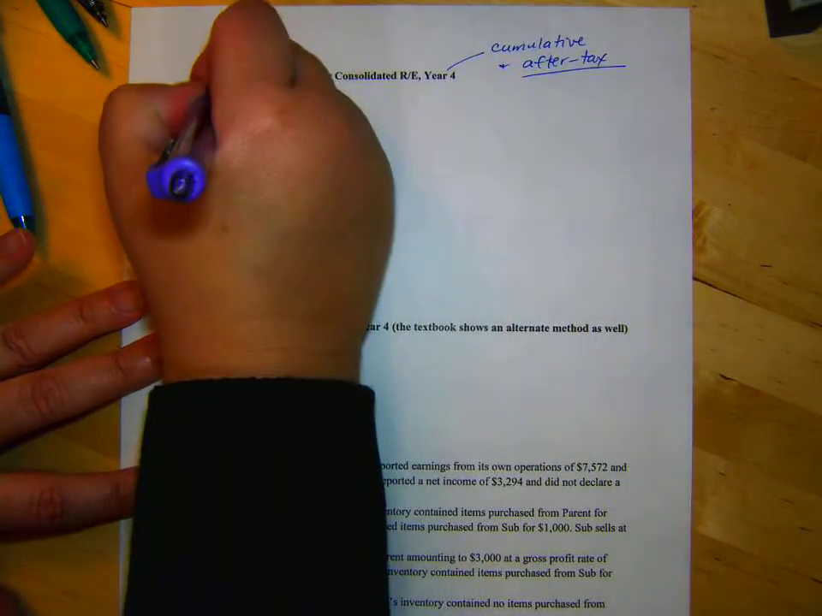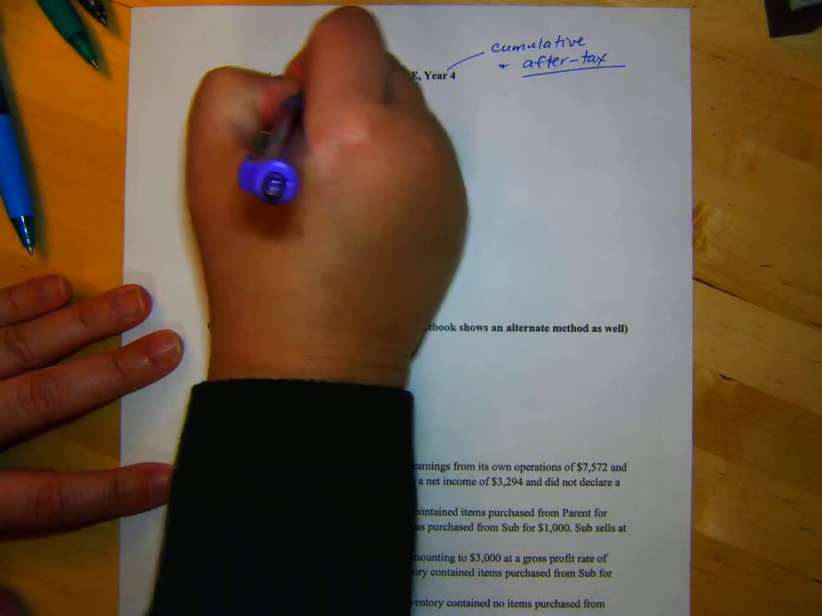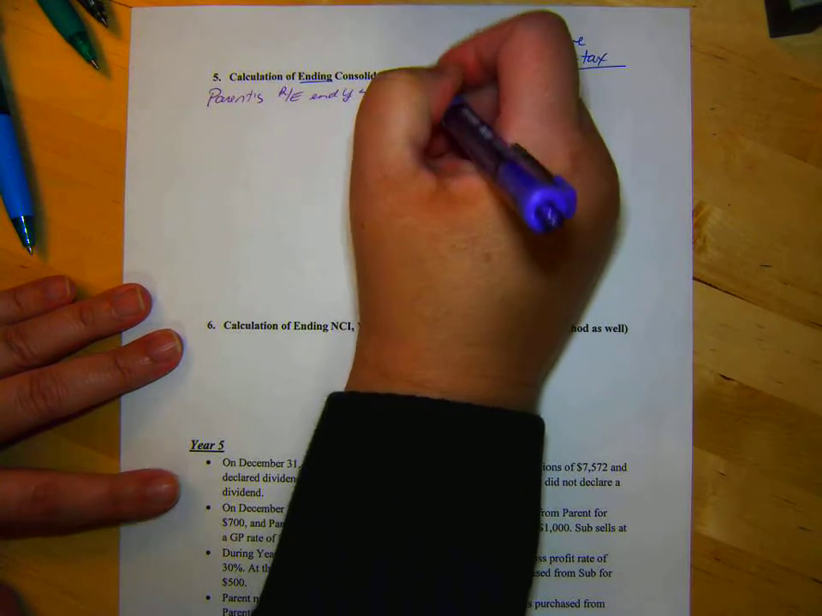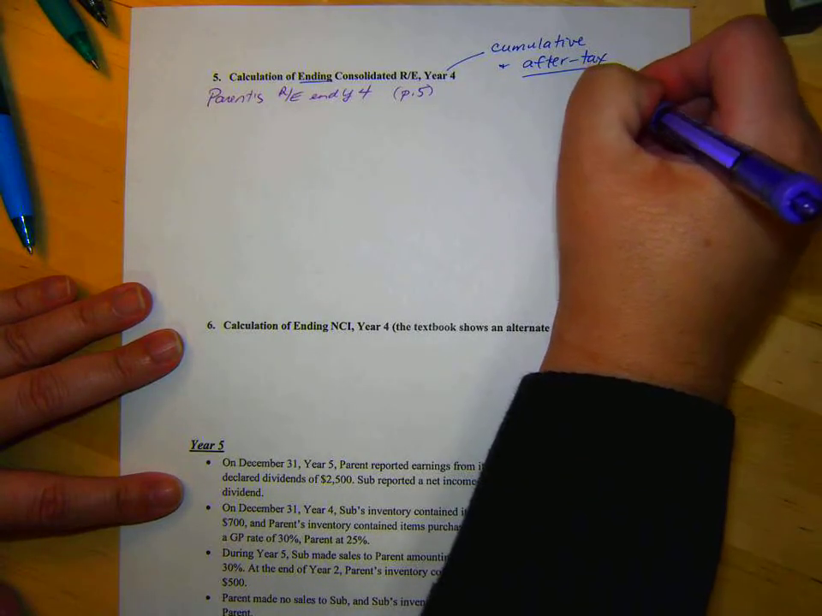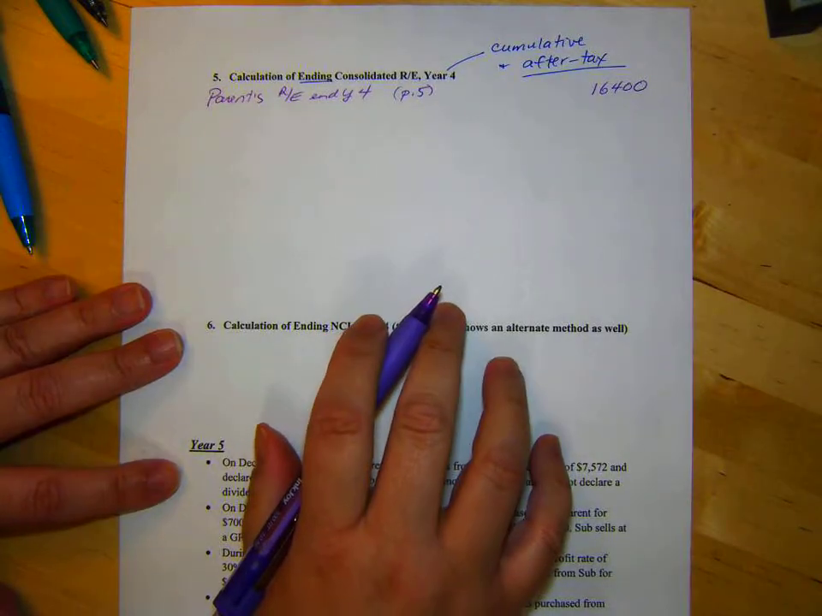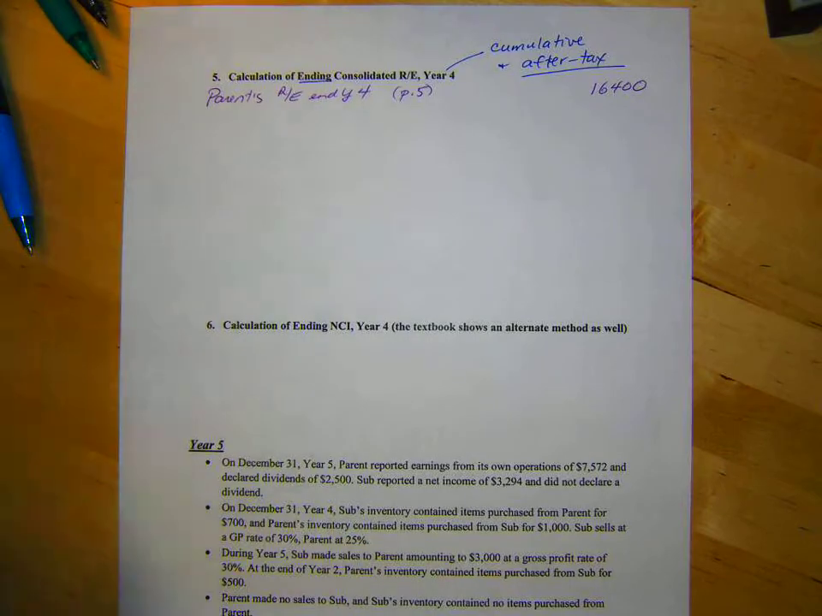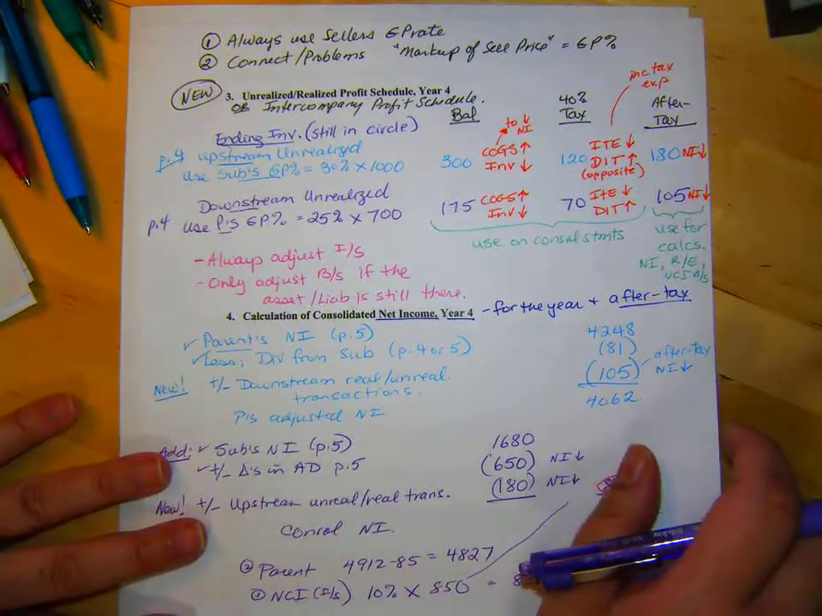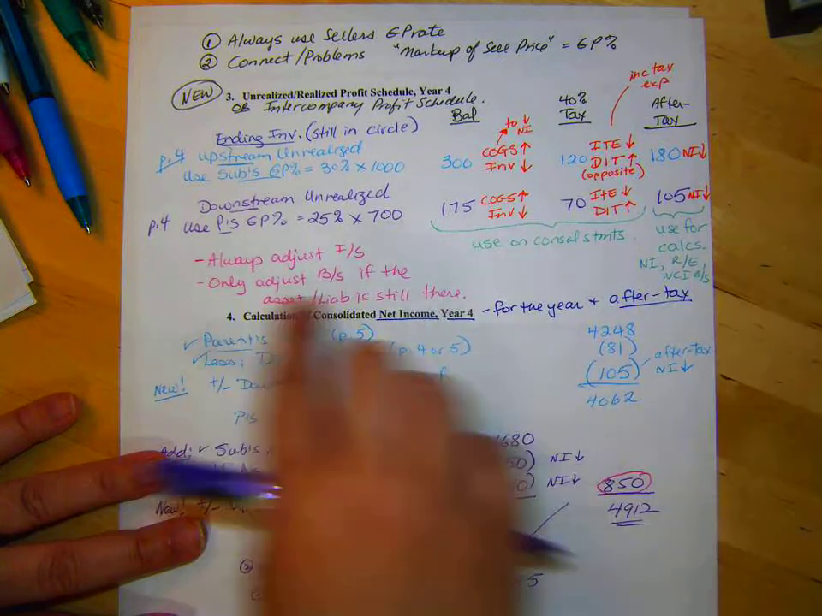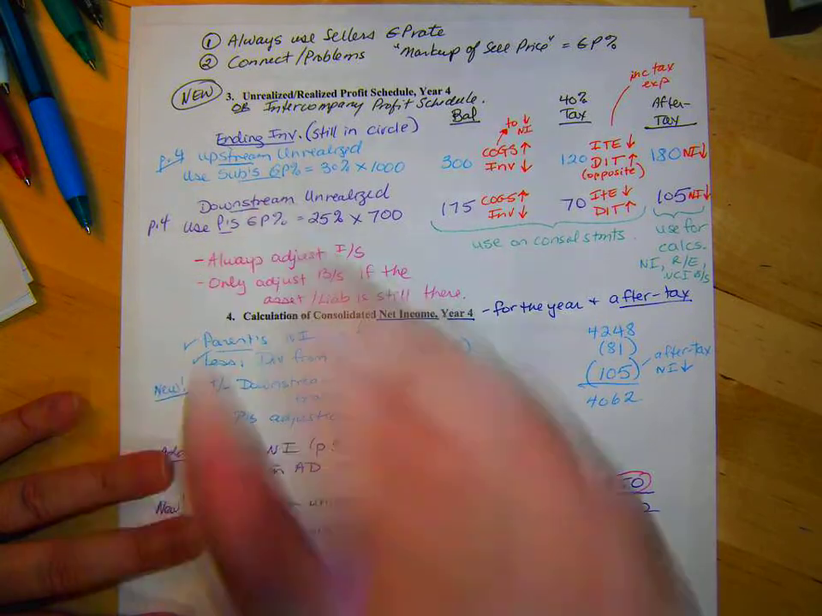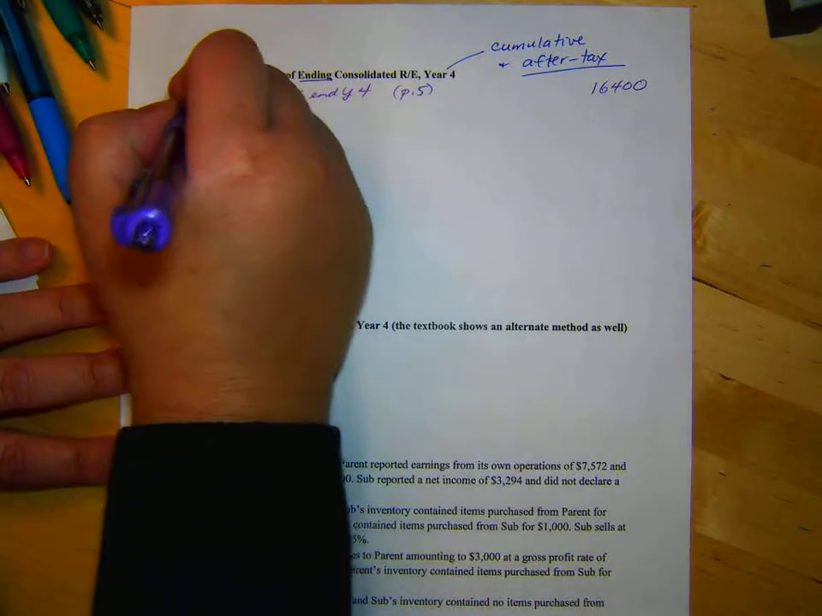So, parents' retained earnings, end of year 4, which is on page 5, is $16,400. So take a sec, go find it. Now, normally, but now that we have a new schedule, which one of these do you think we have to put on here? On your unrealized realized schedule? The downstream, because that's the parent. Okay, downstream is always parent. Parent's driving that. So we're going to plus or minus.